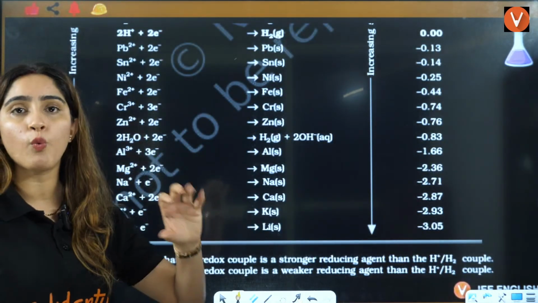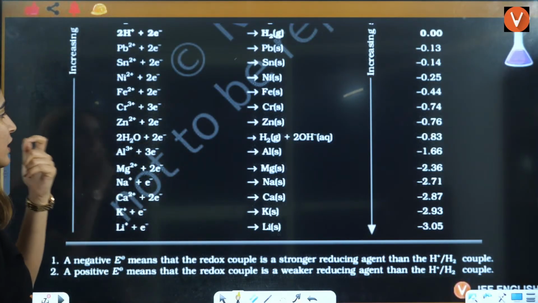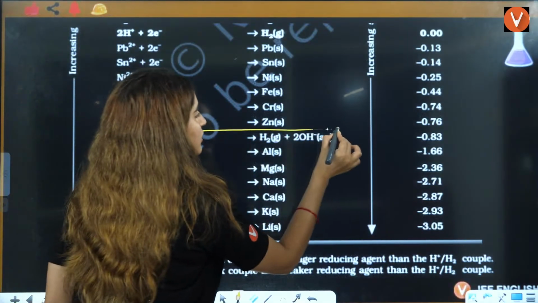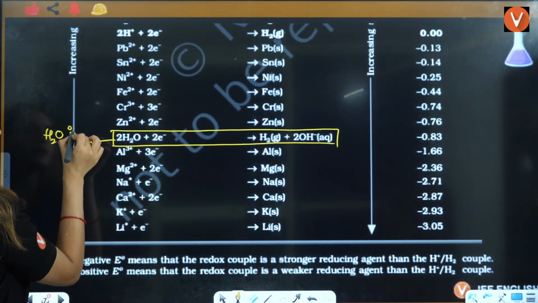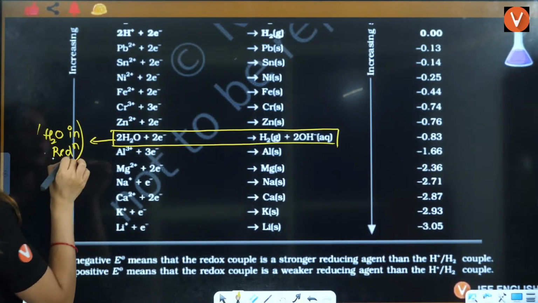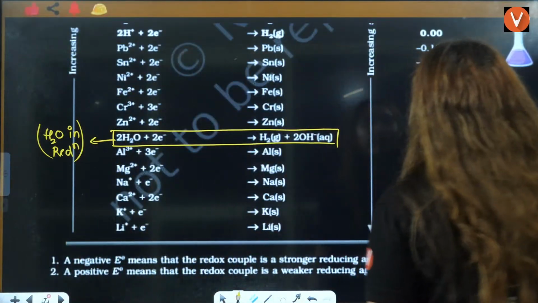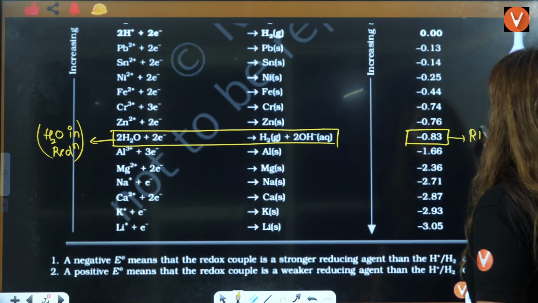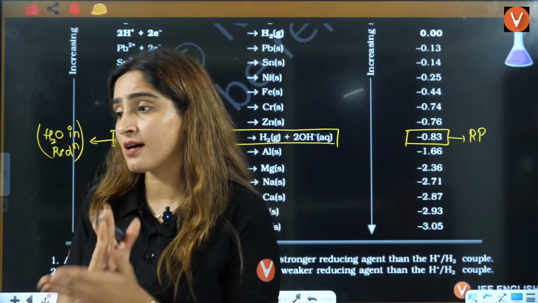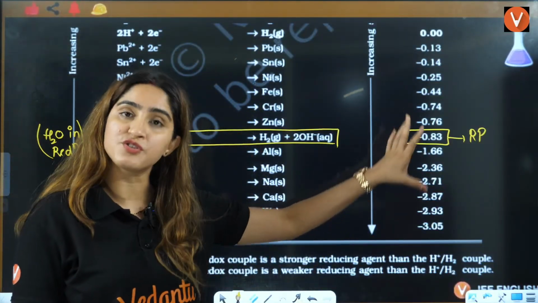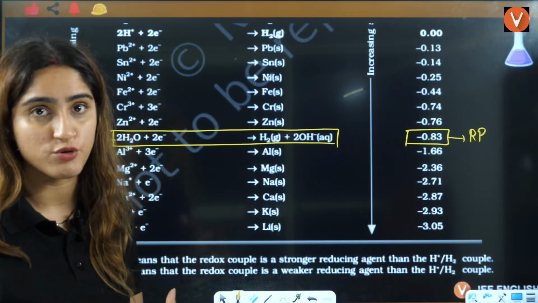But before that, you should know one thing about water: water can undergo oxidation and reduction both. When water undergoes reduction, that is gain of electrons, that means when water is reduced, it liberates hydrogen and it gives a reduction potential of minus 0.83. This is a very important reduction potential that you must remember. This is the case of water gaining electrons.